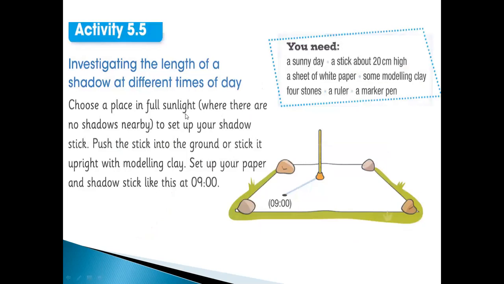For this, we have an activity. You need to stand outside on a sunny day. You need a stick about 20 centimeters in height, a sheet of white paper, some modeling clay or a stone for putting it down, a ruler, and a marker pen. The activity is investigating the length of the shadow at different times of day.